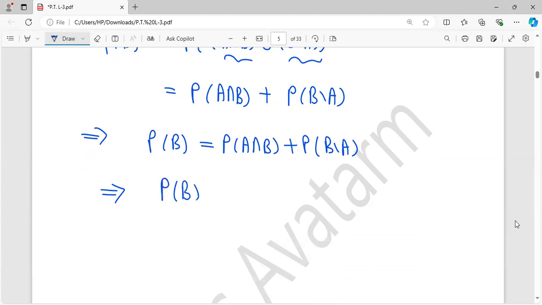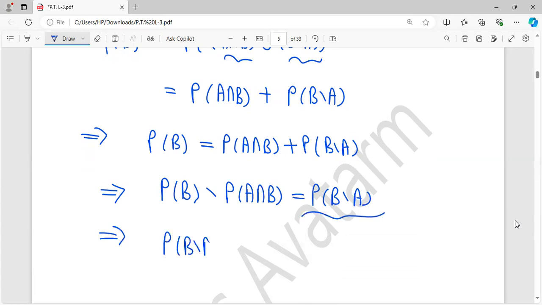This is PB minus P(A intersection B), P(B minus A). So what we have? What is the value of this? P(B minus A) is equal to PB minus P(A intersection B). So this is minus. That is set minus and this is minus.